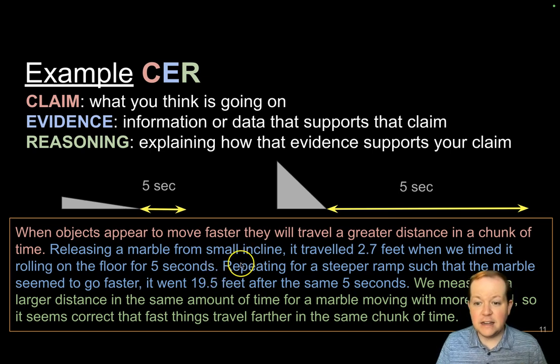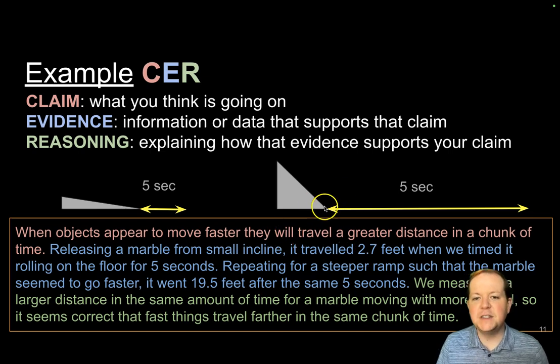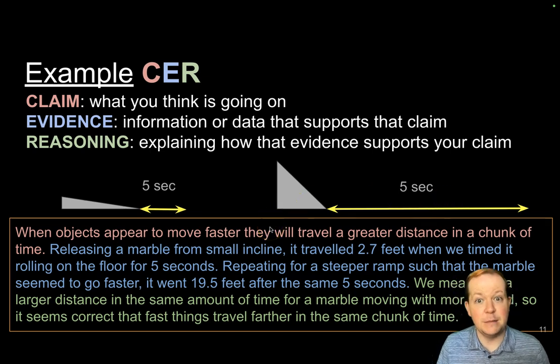Why is this evidence important? That's what I have in green. This is what students often forget to include. Why does this data support my claim? Well, it's obvious, all right? If I'm going 19.5 feet over here, and here I was only going 2.7 feet, well, when the marble seemed like it was going faster, it traveled a larger distance, which is exactly what my claim is saying.